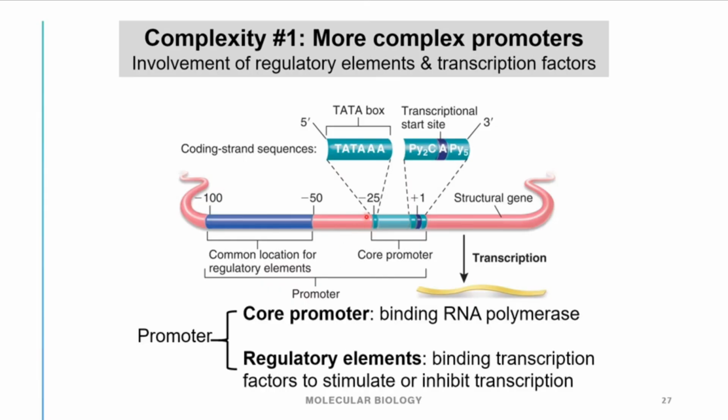So there are two elements in the eukaryotic promoter. We have the core promoter, which is the place where the RNA polymerase is going to bind to. And we have a regulatory element where some of the transcription factors will bind to either activate or deactivate the transcription, to stimulate or inhibit the transcription of that particular gene.